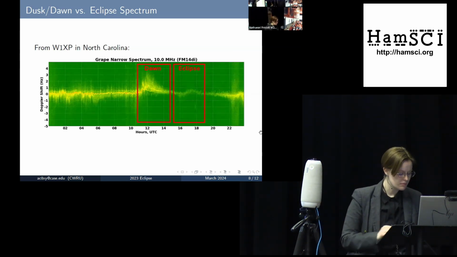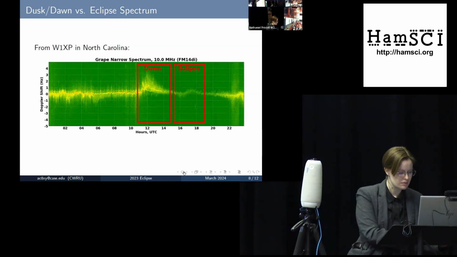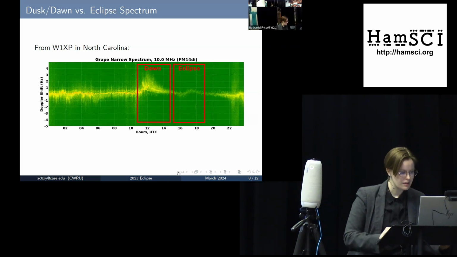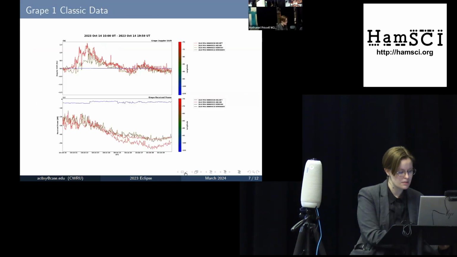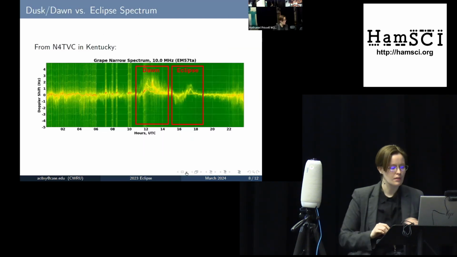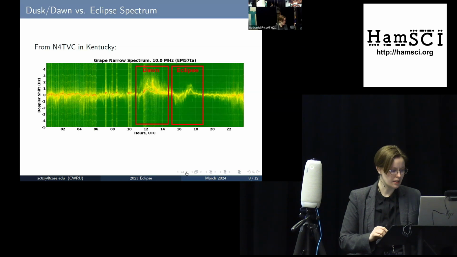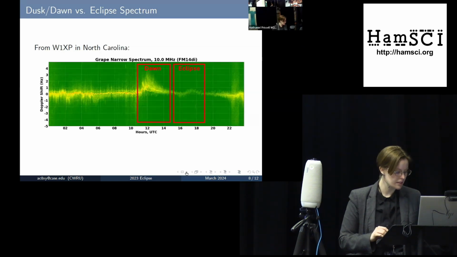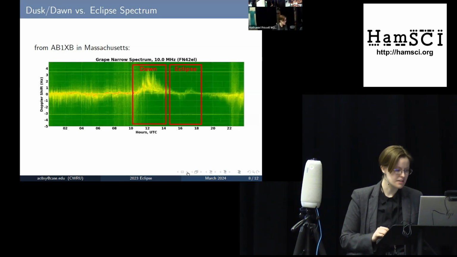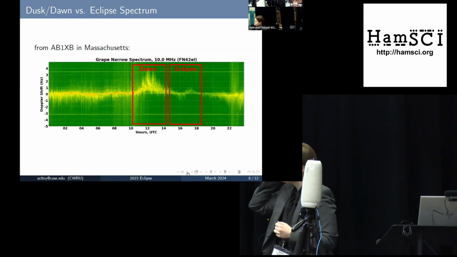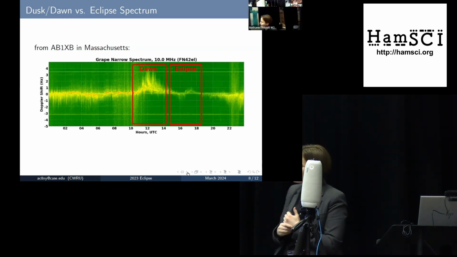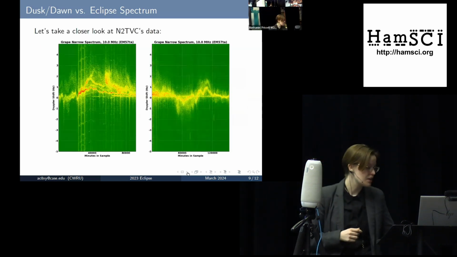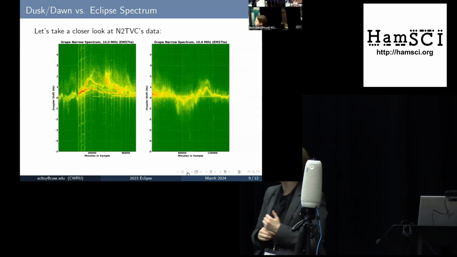So we have a couple signals here, from Kentucky and from North Carolina. And you'll notice there is some variation in how much other spectral spreading there is around that eclipse signature. In general, it's not very much more than the eclipse or from the dawn signature.